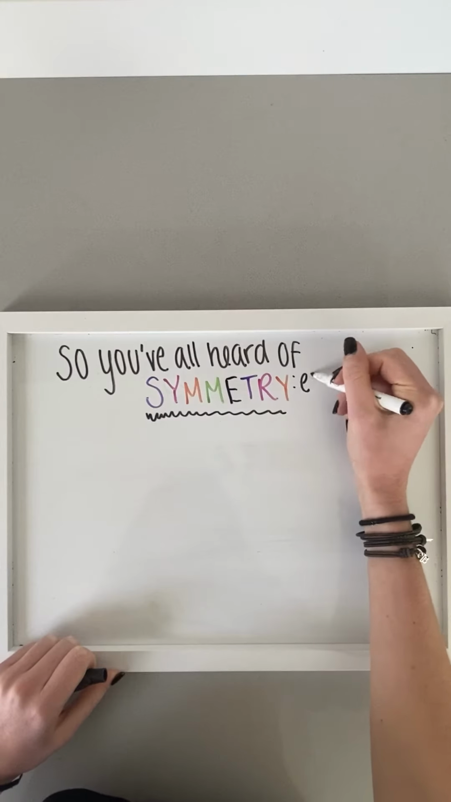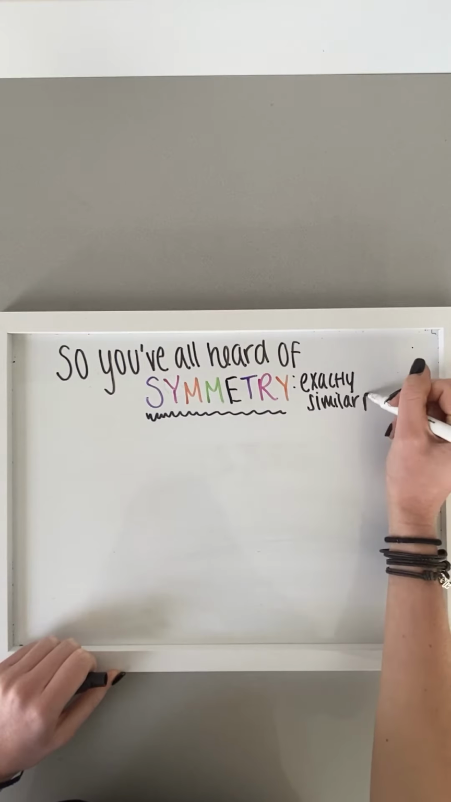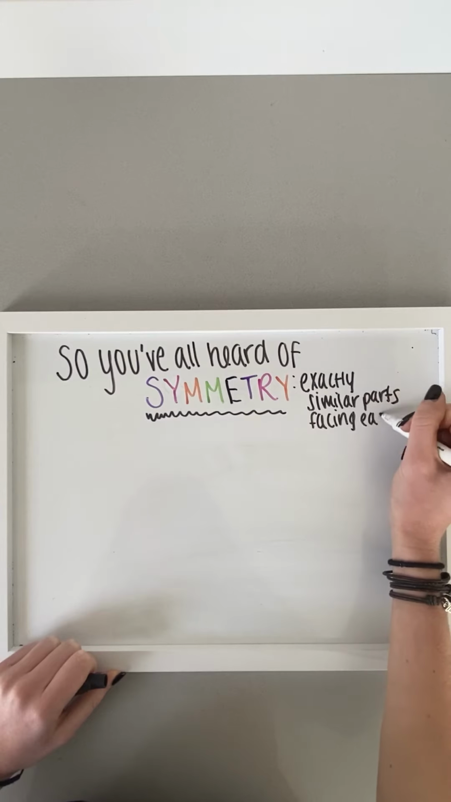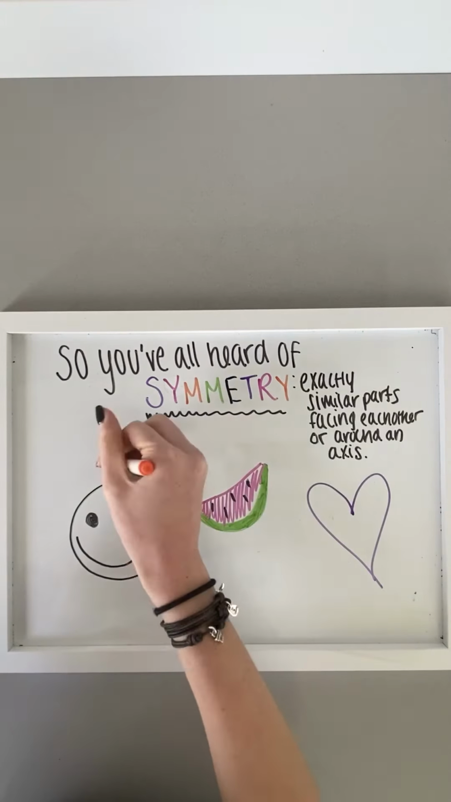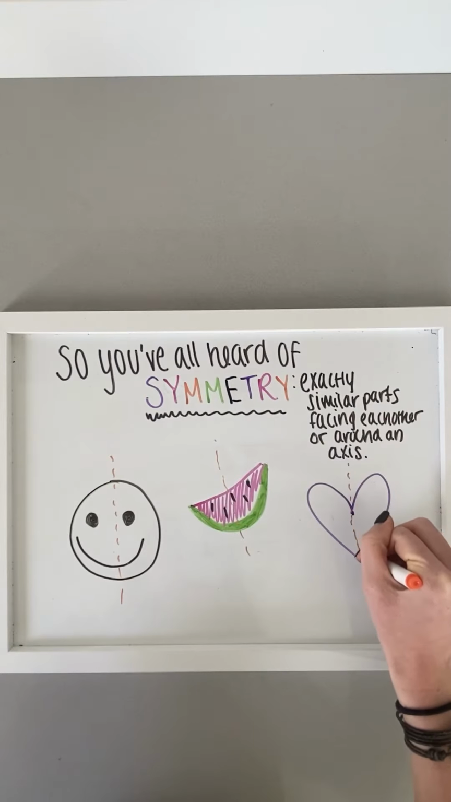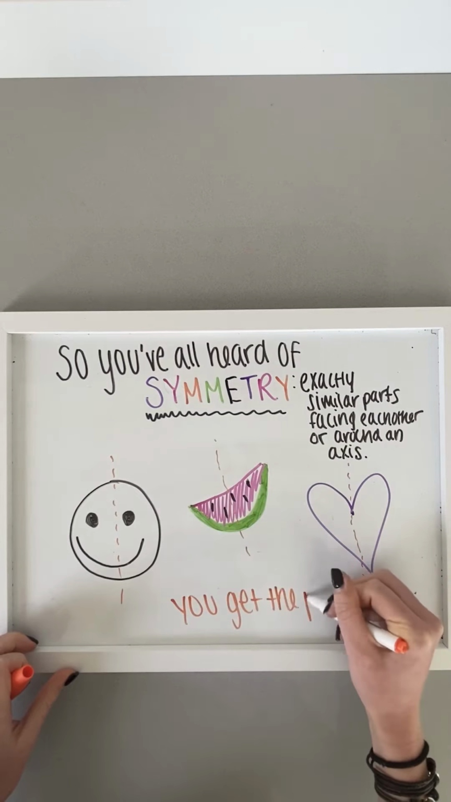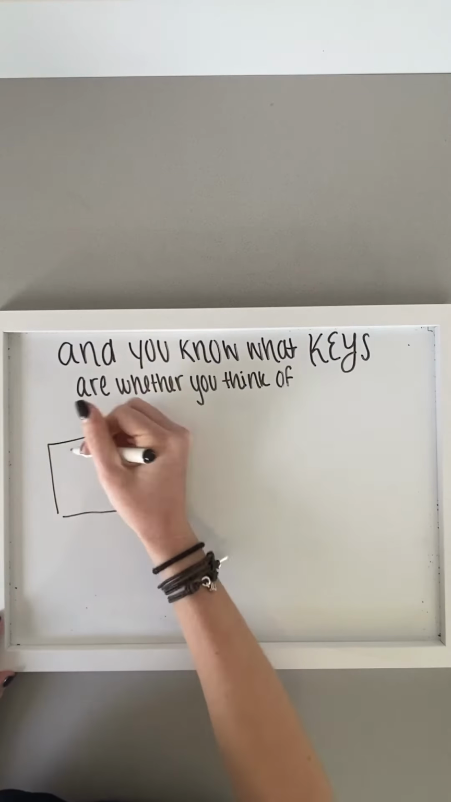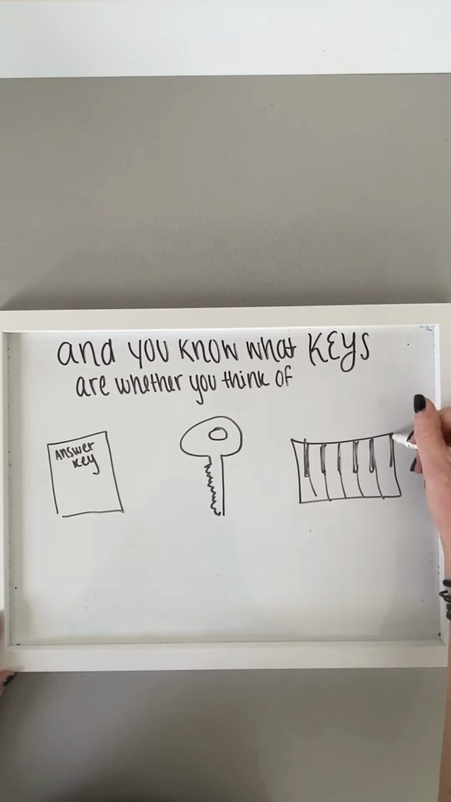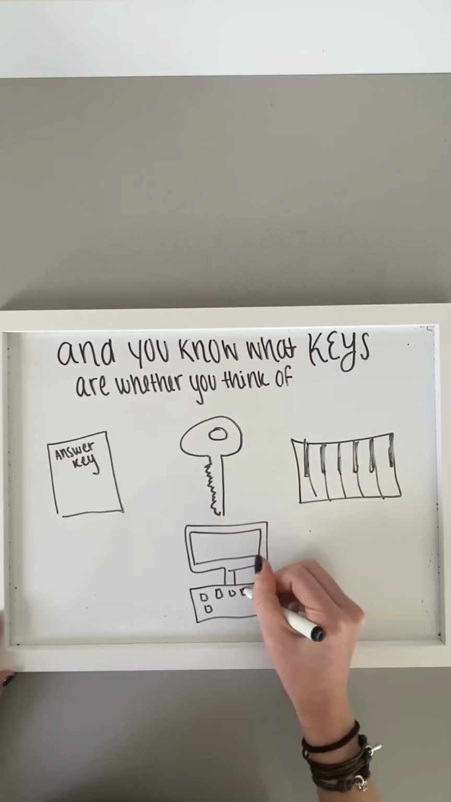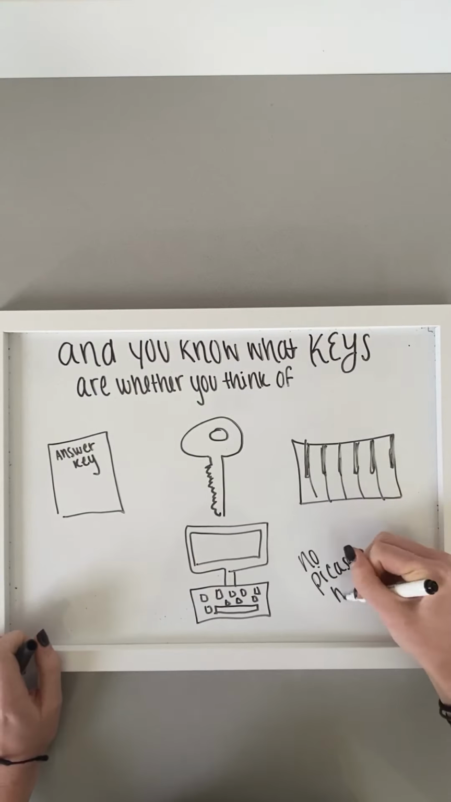Info for Technology 102. So you've all heard of symmetry, which is exactly similar parts facing each other or around an axis. So if you take these visual representations, you'll see it's kind of like dividing them in half. You get the point. And you know what keys are, whether you think of an answer key, an actual key, keys on a piano, or a keyboard on a computer.